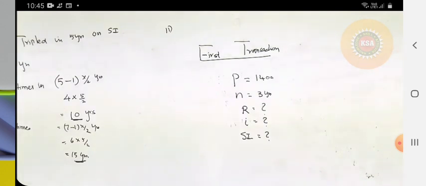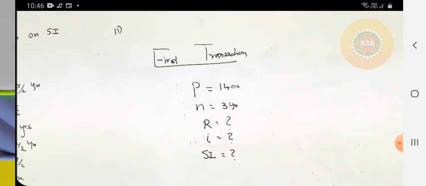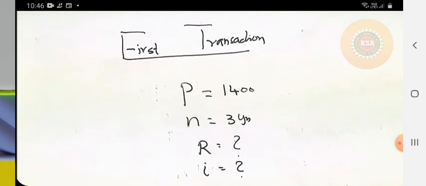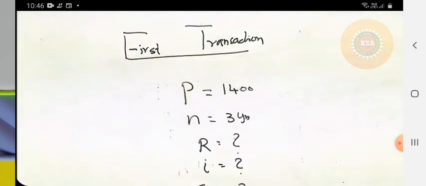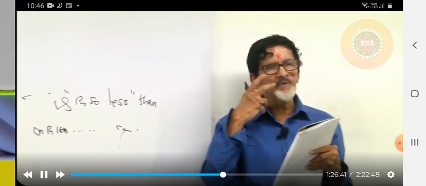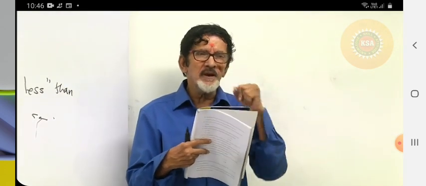You have to calculate simple interest for the first transaction. You will not get the numerical value. Your answer will be in terms of I. We have two unknowns: R is unknown, SI is unknown. With two unknowns, you won't get a numerical answer. One unknown means we have a numerical answer. R and I we used to call one question mark. If you know I, you can find R. If you know R, you can find I. R question mark 1, SI question mark 2.